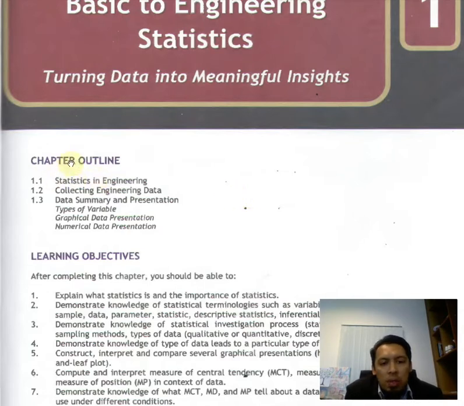Okay, these will be the outlines of the first chapter. We have what is statistics in engineering and how to collect the data, and then we're going to talk about, for me, the gist of this topic. The main thing that you need to focus on in this topic is point 1.3 here, where we have data summary and presentation.